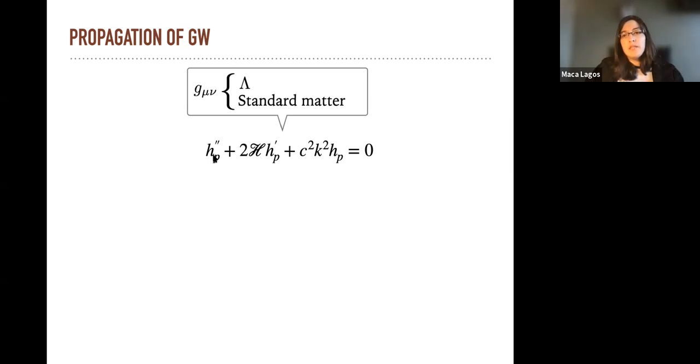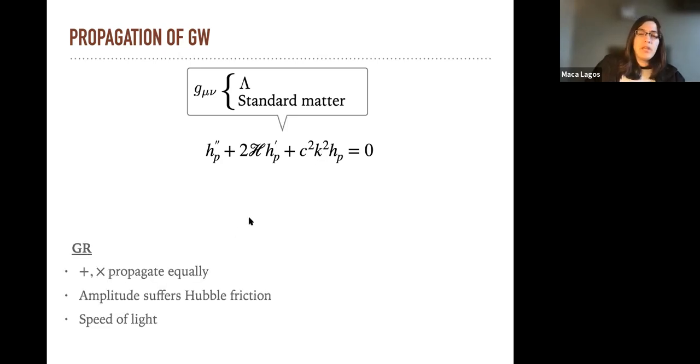Here, h_p is the actual amplitude of the gravitational waves. P is just a subscript for the two polarizations that are carried in GR. And here I'm working in spatial Fourier space, so my gravitational wave field is a function of time and the wave number k. From this very simple equation, we can see that the 2 degrees of freedom or polarizations in general relativity propagate in the same way. They both satisfy the exact same equation.